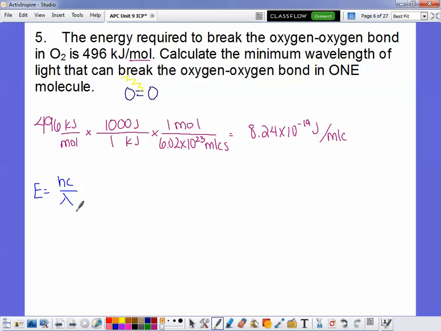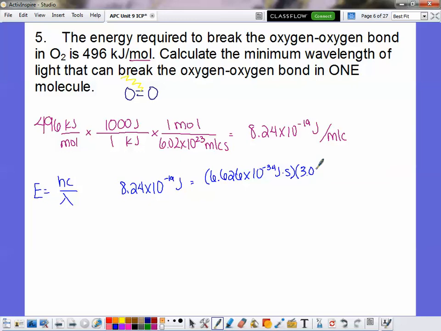Okay. So E is 8.24 times 10 to the negative 19 joules. We can drop off the per molecule or per photon. h is 6.626 times 10 to the negative 34 joules times seconds. c is 3.00 times 10 to the 8 meters per second. And we're solving for lambda.